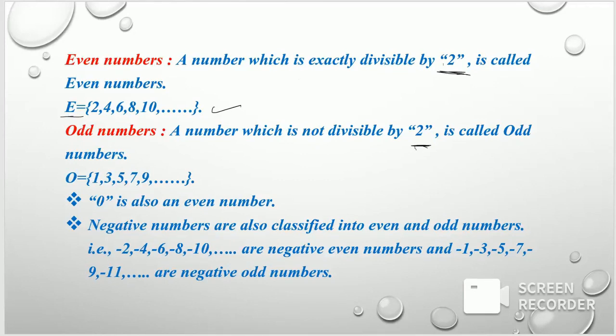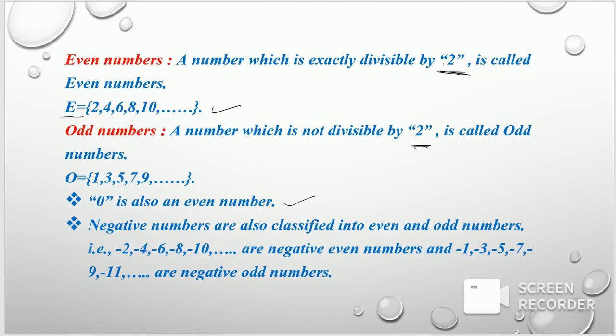Then here 0 is also an even number. In natural numbers we have only the numbers 1, 2, 3, 4 and so on. According to the natural numbers, the even number set is 2, 4, 6, 8, 10 and so on, and the odd numbers are 1, 3, 5, 7, 9, 11, 13, 15, 17 and so on. According to the whole numbers, only the 0 is there as the difference between whole numbers and natural numbers.